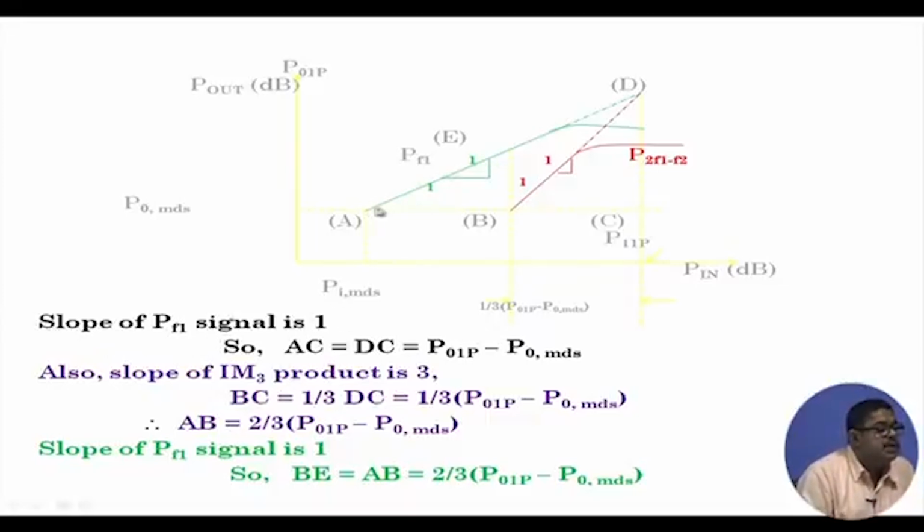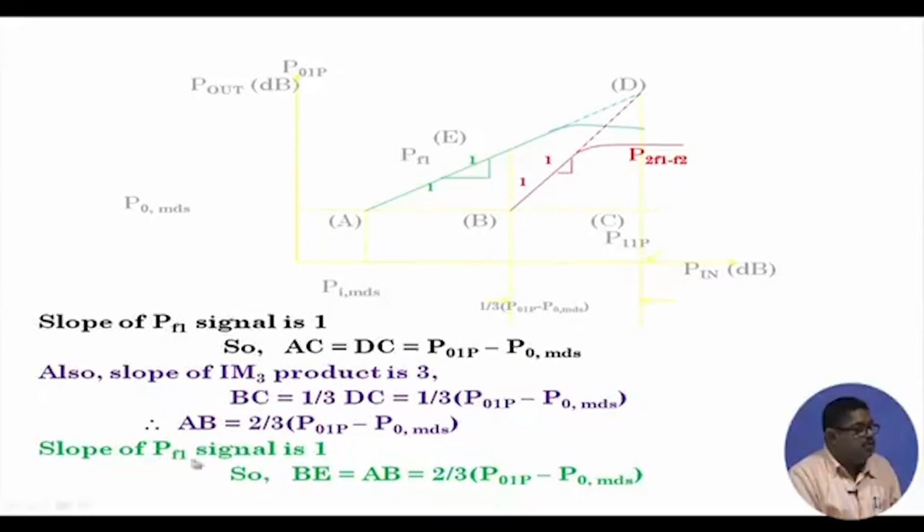So, I can say, you see, this AC is equal to DC, because if the slope is 1, then DC and AC are equal, but I know what DC is. DC is nothing but POIP minus POMDS, because this is the point, you see, POMDS. So, here you write POIP minus POMDS. Also, we know that the slope of this is 3. So, BC is 1/3 DC, BC is 1/3 DC. Now, that is 1/3 of this. So, from this I have found AC, I have found BC. So, I can find what AB is. AB is 2/3 of POIP minus POMDS.